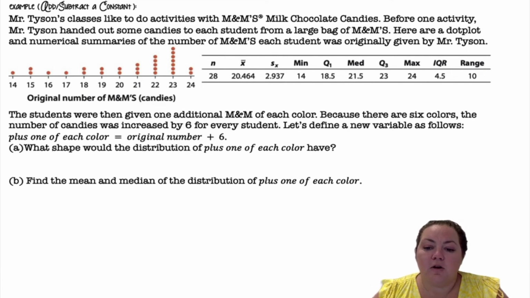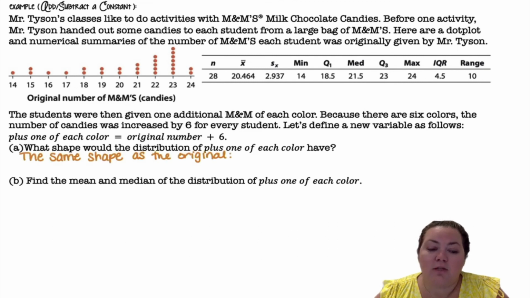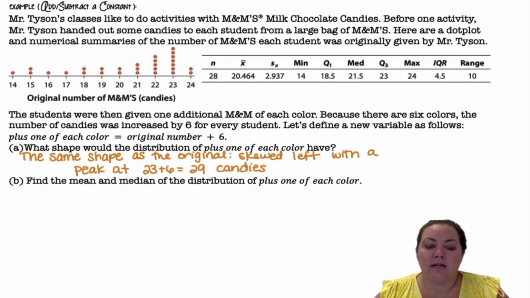Let's define the new variable as follows: plus 1 of each color equals original number plus 6. What shape would the distribution of plus 1 of each color have? All right, so that new distribution would have the same shape as the original, which if I look at the original distribution, I can see that it is skewed left. All right, so it'd be skewed left with a peak at, I can see the peak before originally was at 23, but it's going to be at 23 plus 6, so 29 candies.